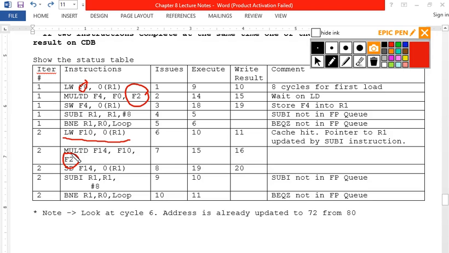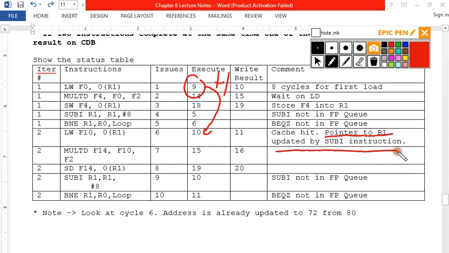But here's what we have to do before that. Notice how it's supposed to take 1, right? But it actually starts at 10. Why do you think it starts at 10? Other than the reason I've written in the comment. It's a cache hit, which is supposed to take 1 cycle. Yes, Aaron? I was going to say it had to wait for the first load word to finish. Bingo. Exactly right. It has to wait 1. The +1 occurs here. That's why the comment says cache hit, pointer to R1 updated by sub I instruction. And so that's the update.